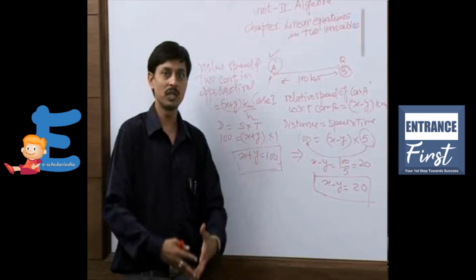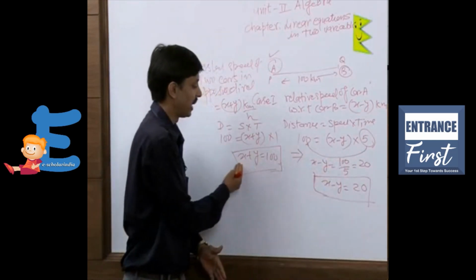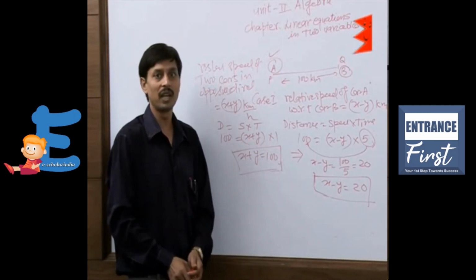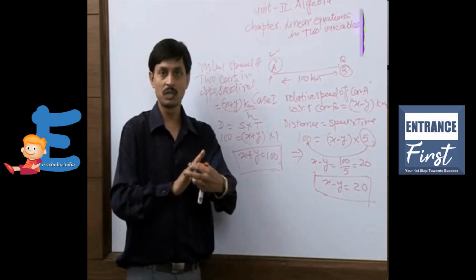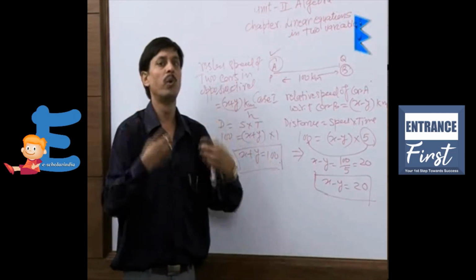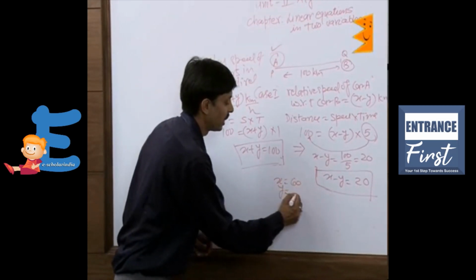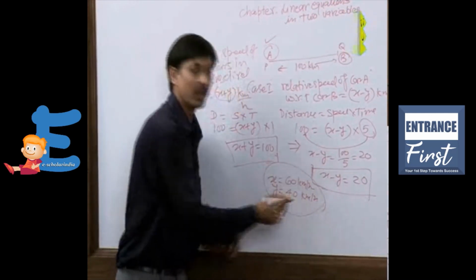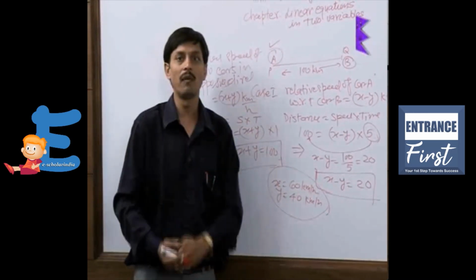So by using two situations, we have obtained two separate equations: x minus y is equal to 20 and x plus y is equal to 100. This becomes the system of simultaneous linear equations. If we solve these by any approach, cross multiplication, substitution, elimination, graphically, we will obtain x as 60 and y as 40 kilometers per hour. So our chapter, linear equations in two variables, is very much applicable everywhere.